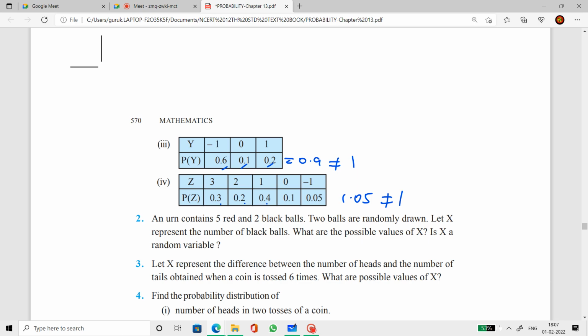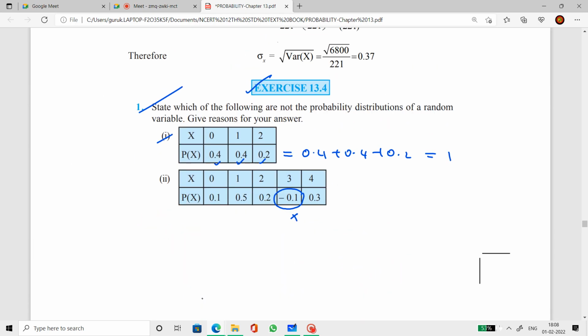Now, look at the exercise questions. Question number 1, x given, p of x is given. So when x is 0, probability of that is 0.4. When x is 1, probability is 0.4 again. When x is 2, probability of 0.2. Now here, when you see, every single probability value lies between 0 and 1 only. So this is well defined.